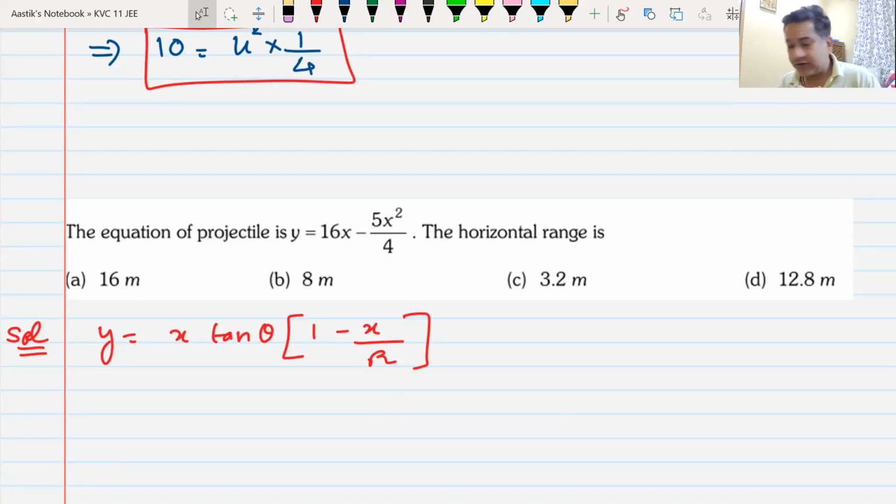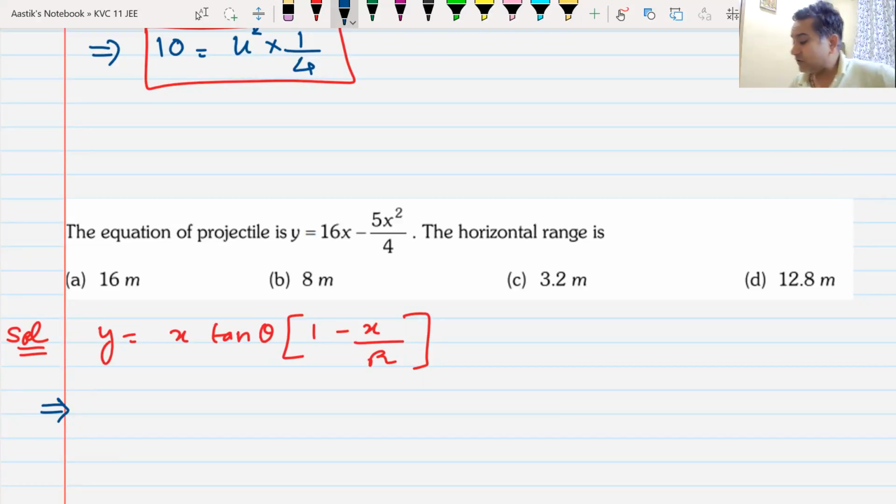How are we supposed to do this? We are discussing the question that we had in the last class. y is x tan theta into 1 minus x by R. This is the equation that we would be using. I'll give you a minute for all of you to settle down. I hope all of you have settled down. Yes or no?